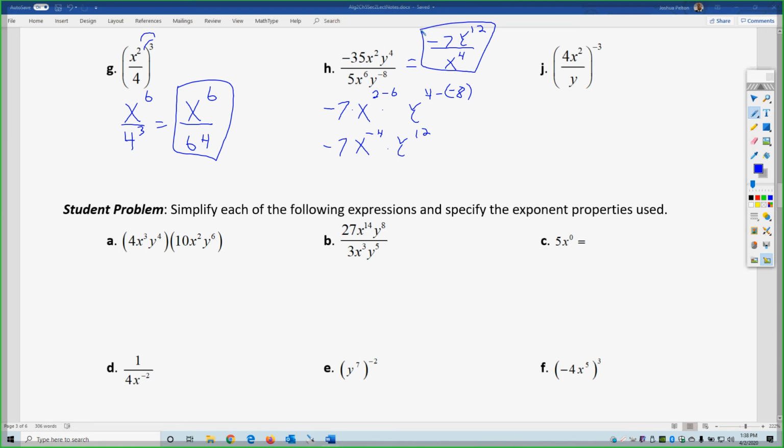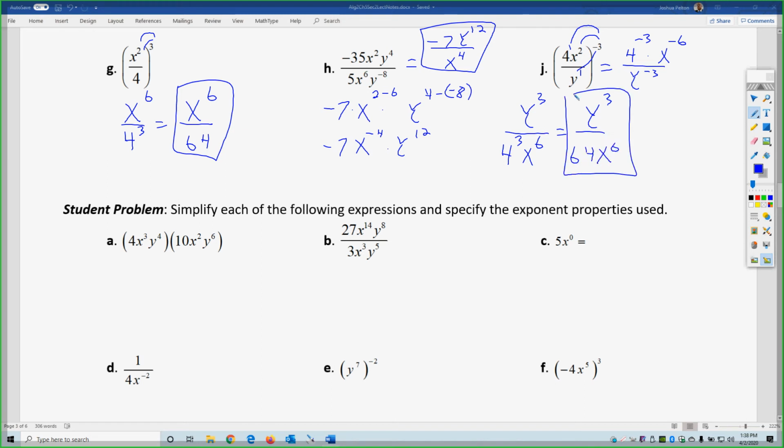All right, next one. This negative 3 needs to go to all terms. However, you need to include the 4 because the 4 really has a 1. So that's 4 to the negative 3, x to the negative 6, and y to the negative 3, because this also has a 1 as an exponent. So doing the power of a power, which is multiply. So they all are negatives, so they all must switch. So I have y to the 3rd, 4 to the 3rd, x to the 6, use the negative exponent property, and we'll simplify to get our final answer.